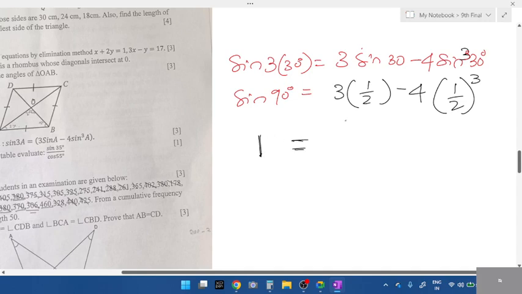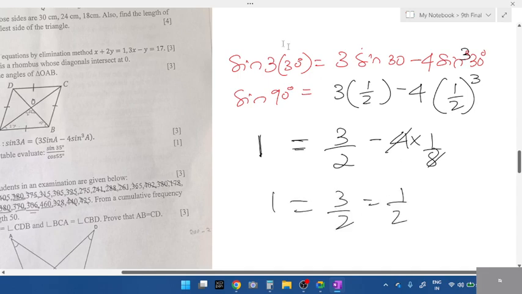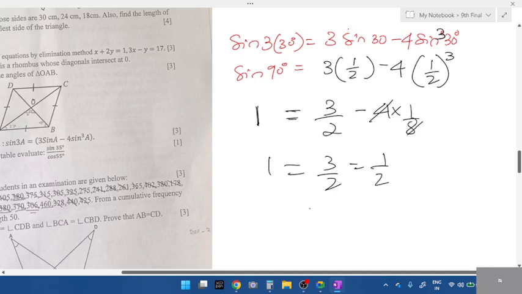Left hand side we have 1. Right hand side, multiply. You get 3 by 4 into, what is 1 by 2 the whole cube? 1 by 8. When you reduce, what do you get? 3 by 2 minus 1 by 2. Is the LCM correct? I mean, the denominator same? Yeah, okay. I'll keep left hand side as it is. 2. Then 3 minus 1. What is 3 minus 1? 2 divided by 2 is 1.